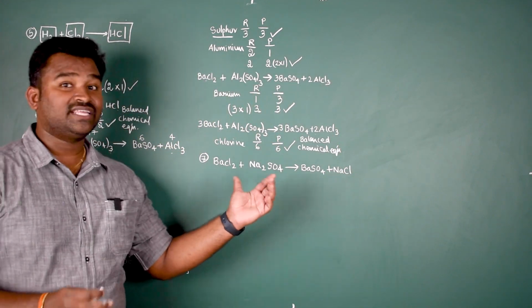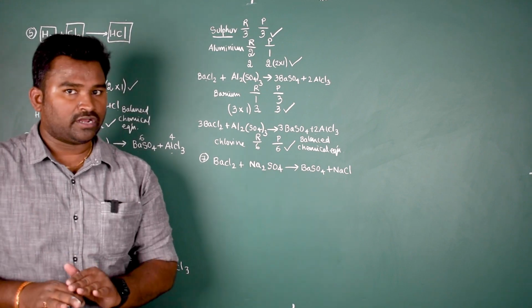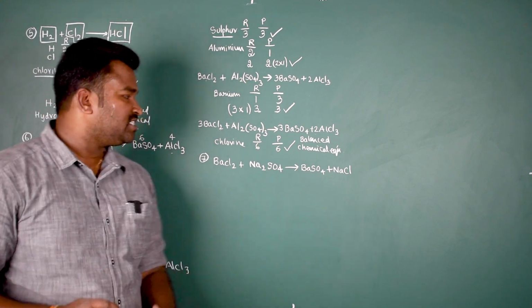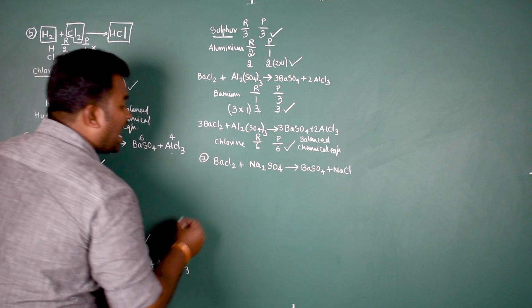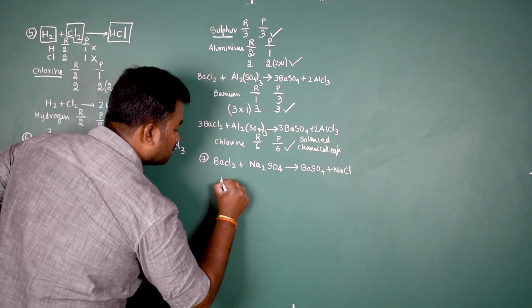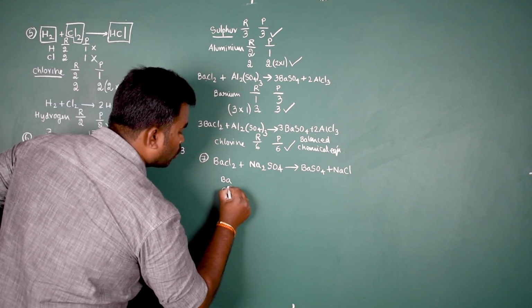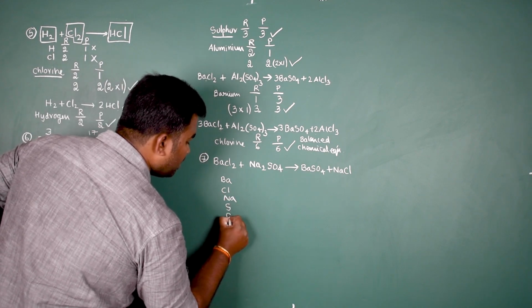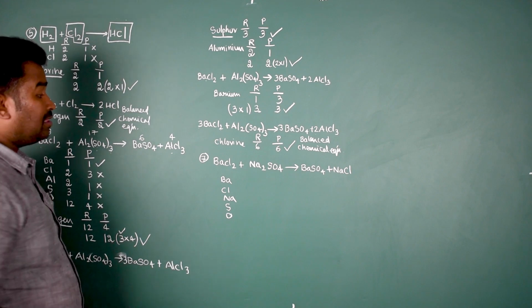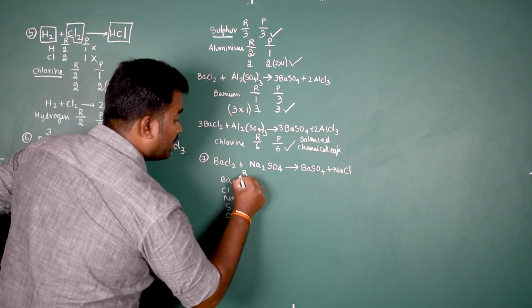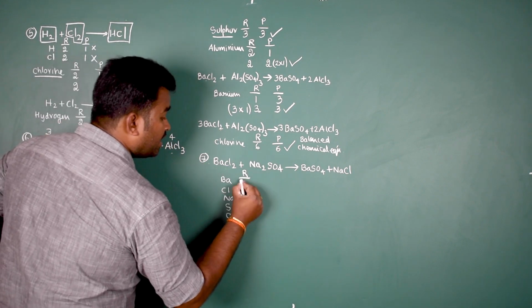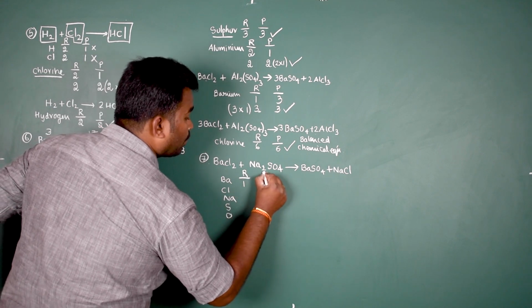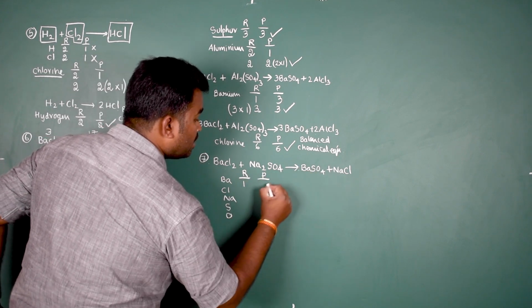Now you have to check whether the given reaction is balanced or not. To check, what is the first step you have to do? You have to know what the atoms are. So here you have barium, chlorine, sodium, sulfur and oxygen. On the reactant side, how many bariums do you have? 1 into 1, only 1 barium. Whereas on the product side, it is 1 into 1, 1 barium.